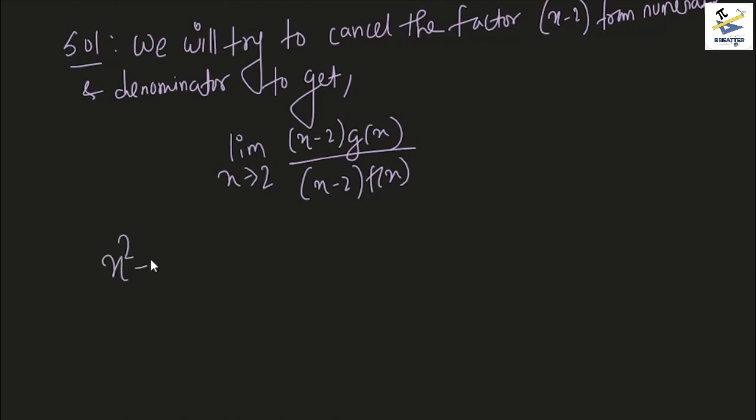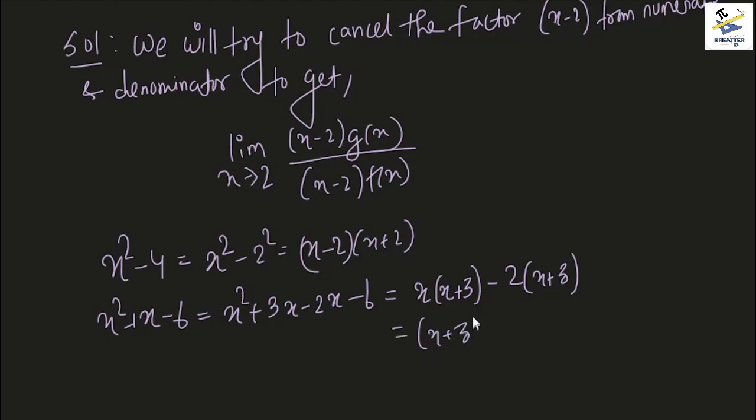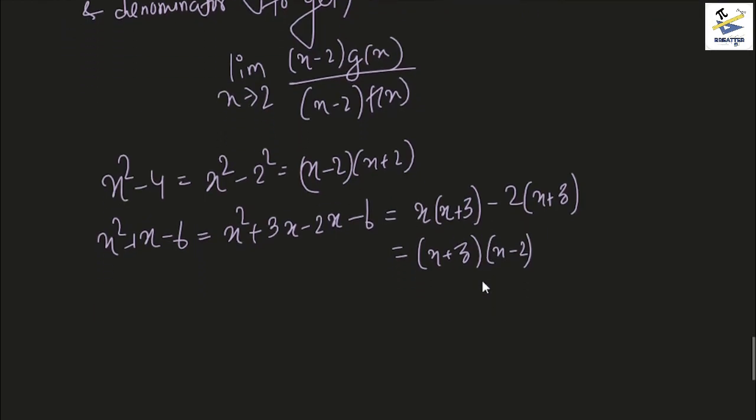First of all, x square minus 4 is just x square minus 2 square. This will become x minus 2 into x plus 2. Next comes x square plus x minus 6. This is just x square plus 3x minus 2x minus 6. This becomes the factorization part.